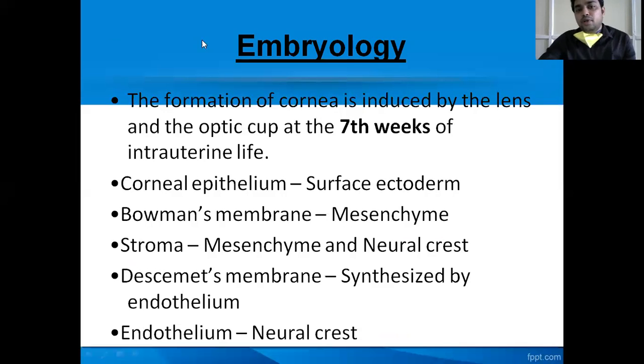So coming to the embryology of the cornea, the formation of the cornea starts at the gestational age of 7th week. The corneal epithelium is derived from the surface ectoderm, and Bowman's membrane from the mesenchyma. Stroma is from both mesenchyma and neural crest. Descemet's membrane is secreted by the endothelium, and endothelium is from neural crest. This is the basic embryology of the cornea. At the 7th week, the formation of the cornea takes place.